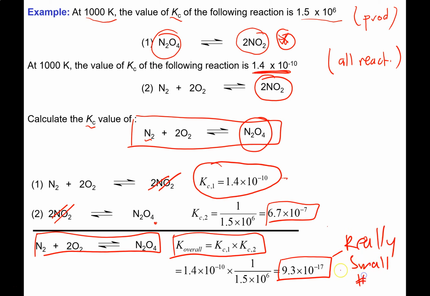Okay, so this is overwhelmingly favoring the reactants, which is what we know. The atmosphere is 78% nitrogen, 21% oxygen, and it doesn't react very much. That's a pretty stable set of proportions.